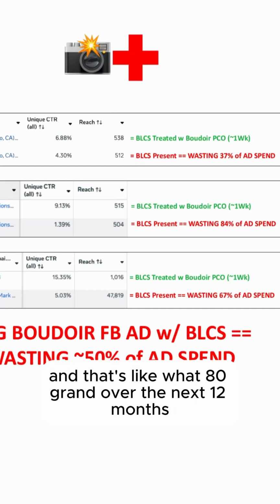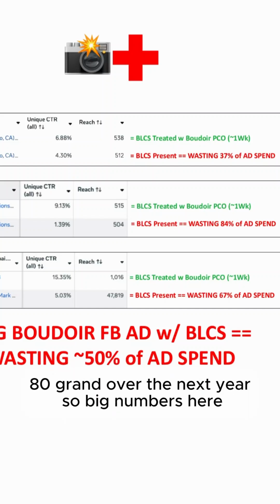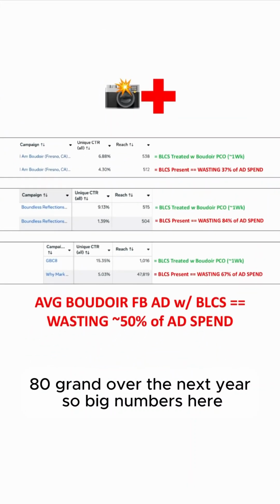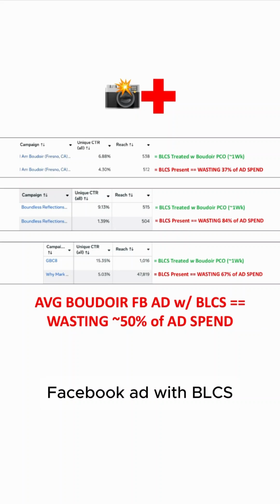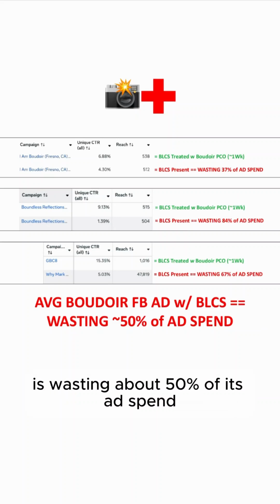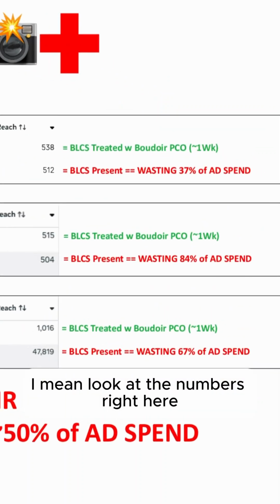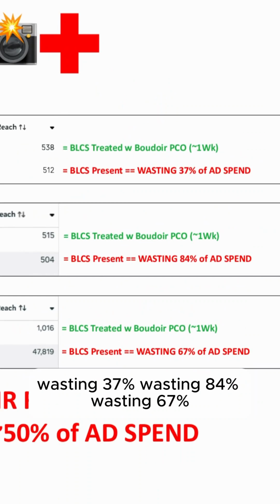And that's like 80 grand over the next 12 months, 80 grand over the next year. So big numbers here. Now the average Boudoir Facebook ad with BLCS is wasting about 50% of its ad spend. I mean, look at the numbers right here, wasting 37%, wasting 84%, wasting 67%.